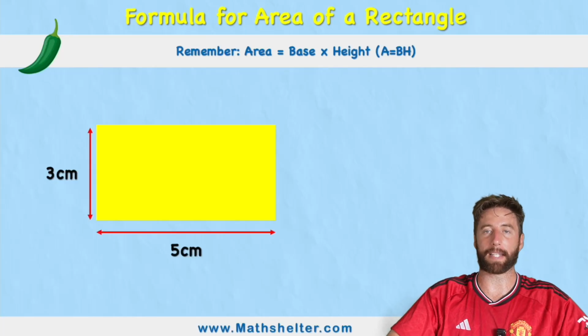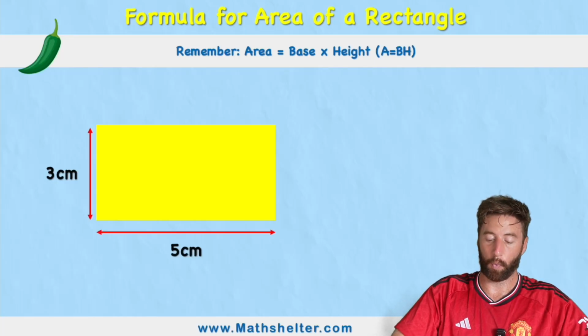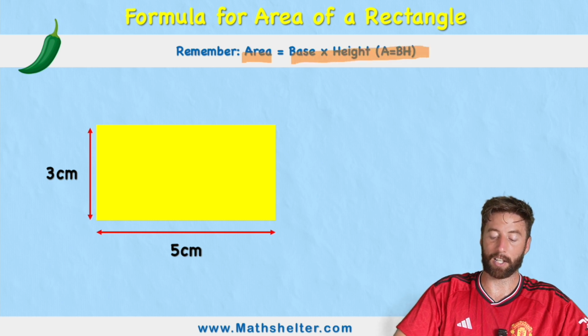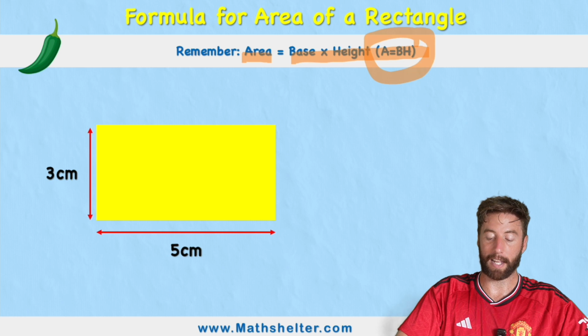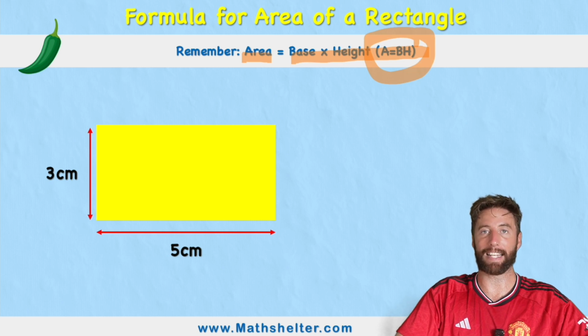Okay, so what are we going to remember today? Well, we need to remember the formula, which is the area of a rectangle equals base times height. Or in other words, A equals BH. Area equals base times height.